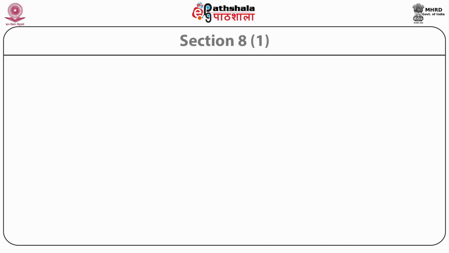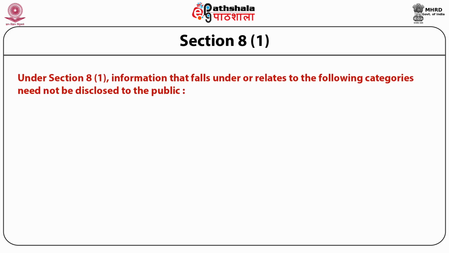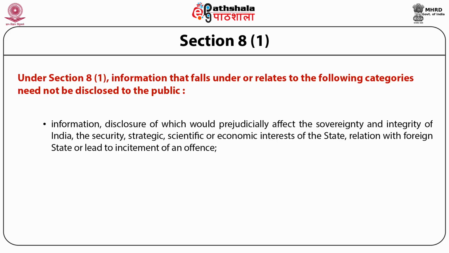Straightforward enough. Right. Now, we come to what is essentially the most important section in the RTI, the section essentially that threatens in some cases to take away the very right that is granted by the RTI. Under Section 8, subsection 1, information that falls under or relates to the following categories need not be disclosed to the public. Now let's go through each of them one by one, right? Information, the disclosure of which would prejudicially affect the sovereignty and integrity of India, the security, strategic, scientific or economic interests of the state, relations with foreign states, or lead to an incitement of an offense.